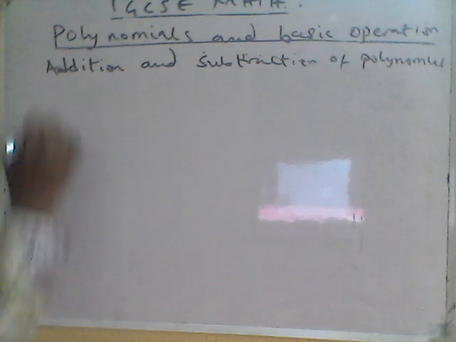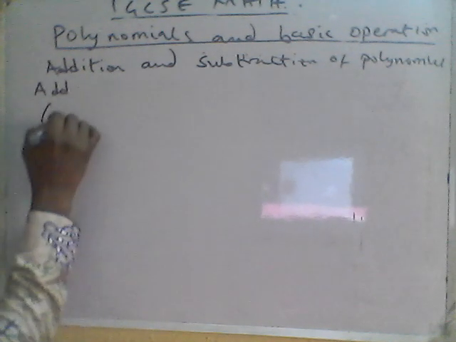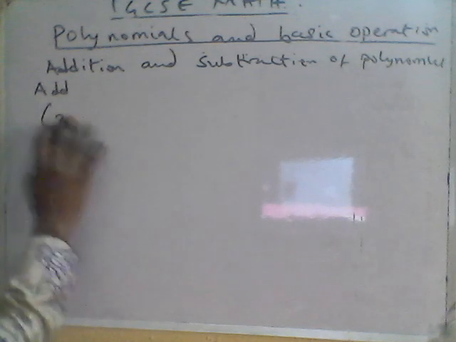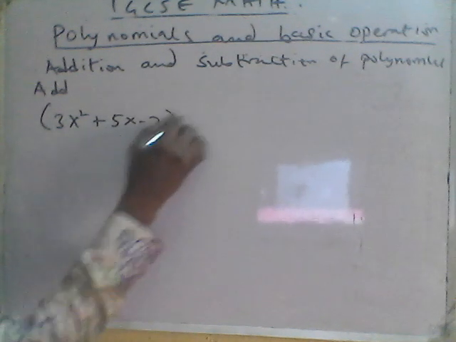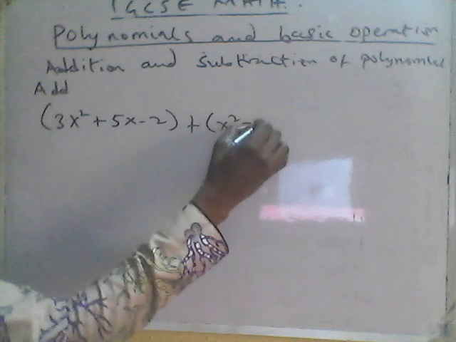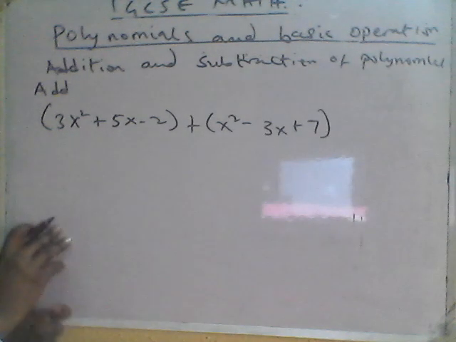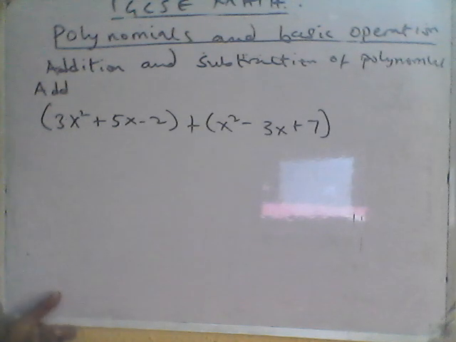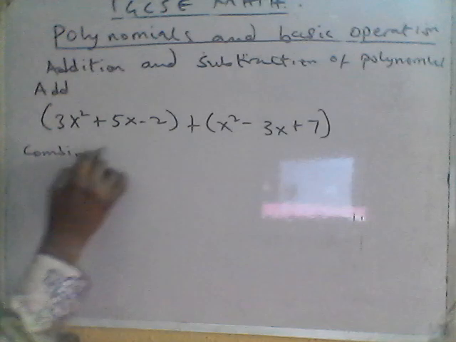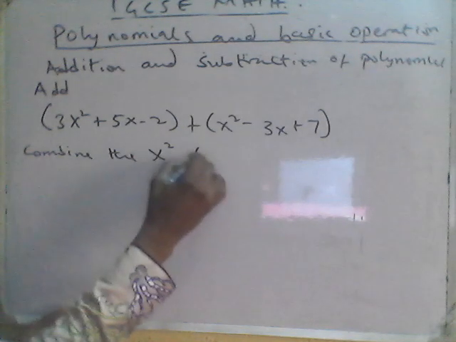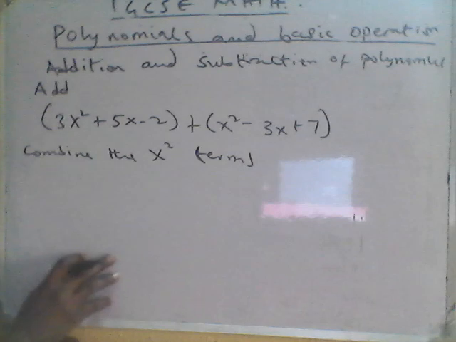If, for instance, I'm asked to add two polynomials, the first one is 3x squared plus 5x minus 2, plus x squared minus 3x plus 7. If I'm to add this, first of all, I will combine the x squared terms. Anything that has to do with x squared, I'll combine them, right?